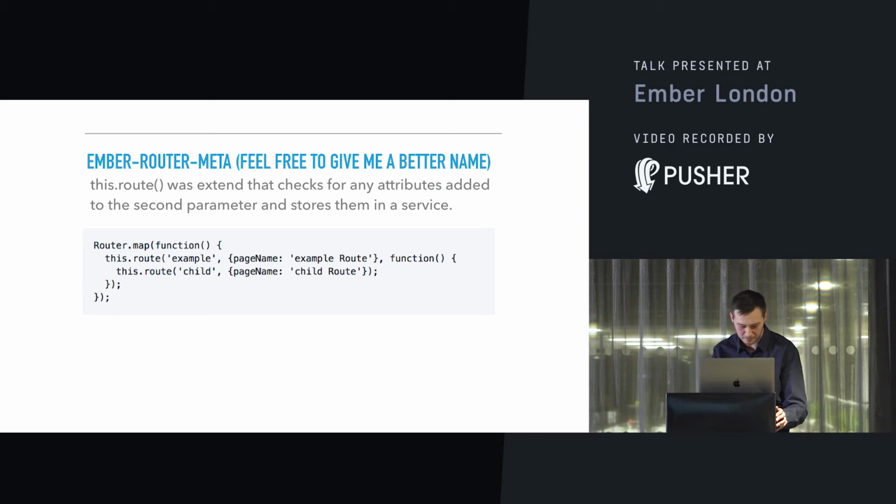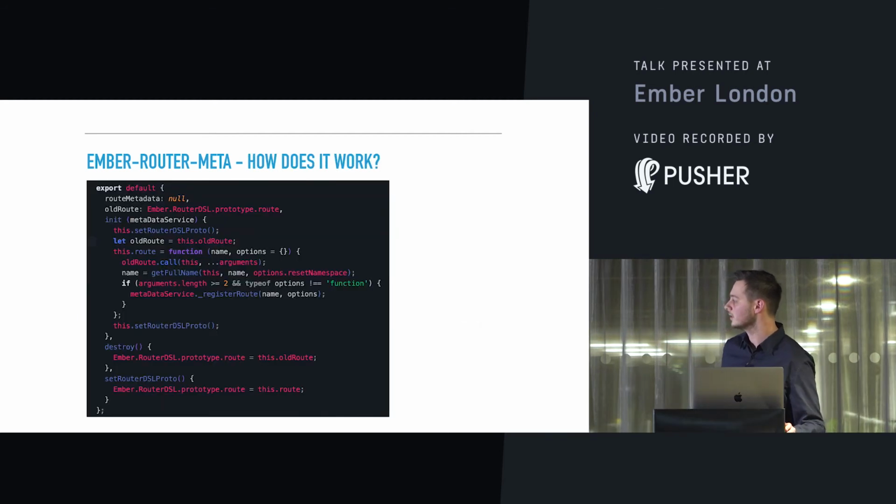That way, when you're defining the route, it's just there. So there's no hassle of anything. And it just auto-compiles, puts it into a service that you can later use. So there's an initializer that runs this. We save the old route from Ember route to DLS.